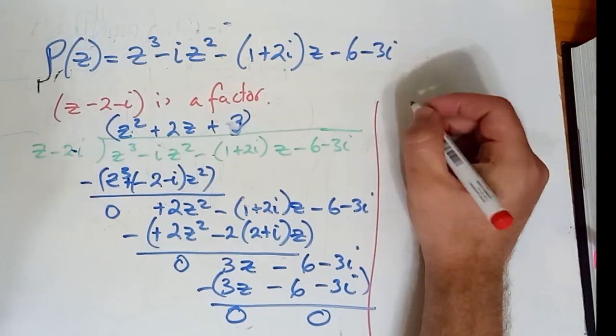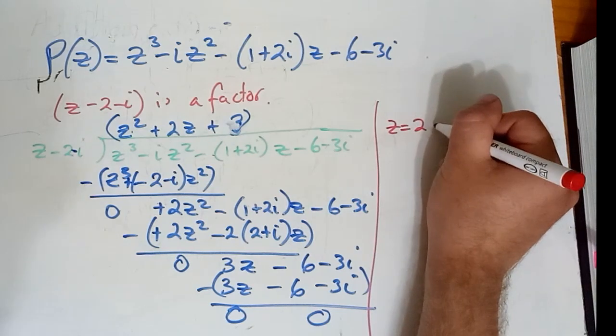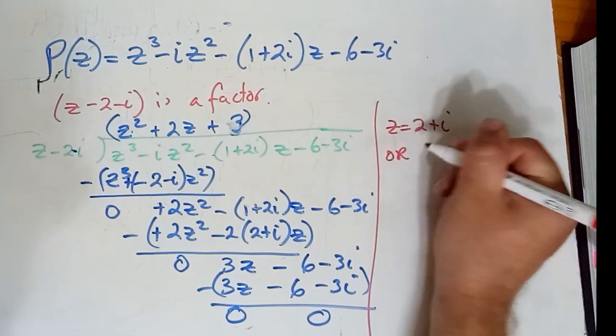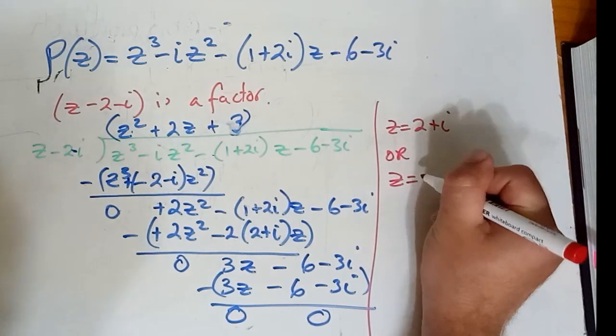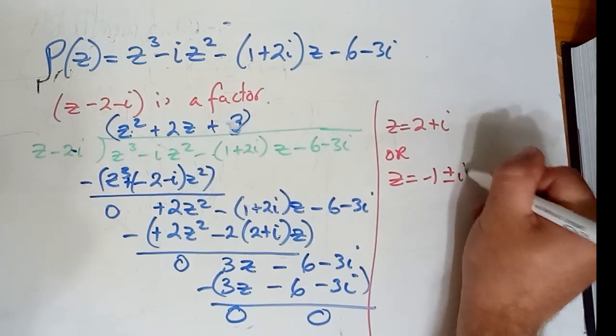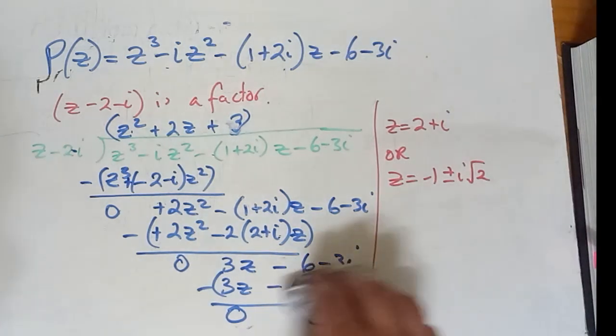We've got z equals 2 plus i, or z equals negative 1 plus or minus root 2i. Okay, so there's our 3 roots. Fantastic. That's if we're given a factor.